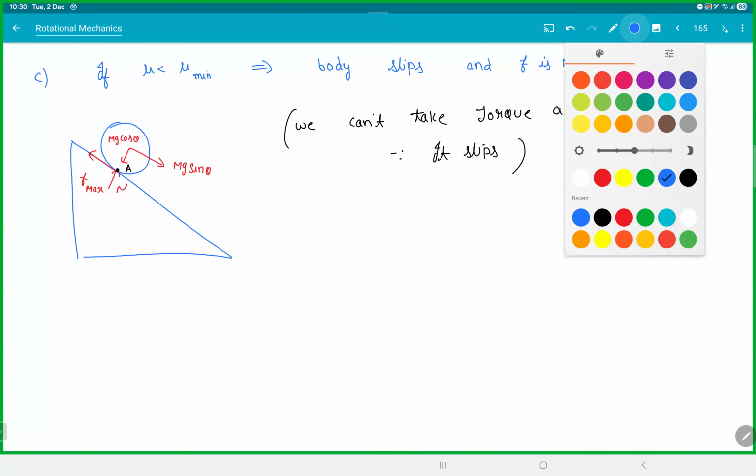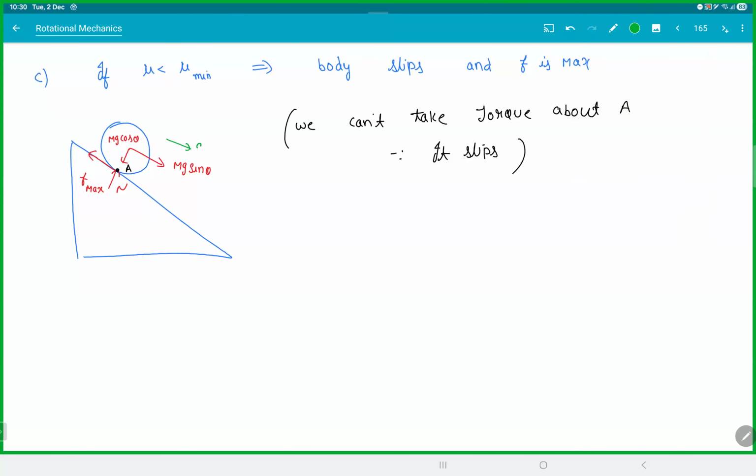So what to do then? Nothing. You'll actually get the answers if you still use the equations. Now a will not be equal to R alpha. Write the force equations. mg sin theta minus F max is equal to ma. We get acceleration equal to g into (sin theta minus mu cos theta).